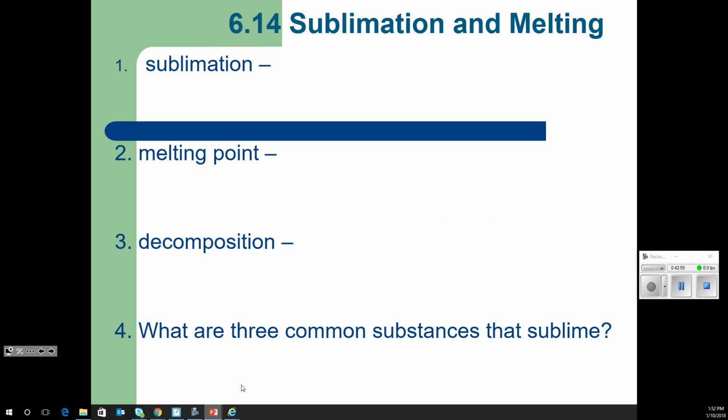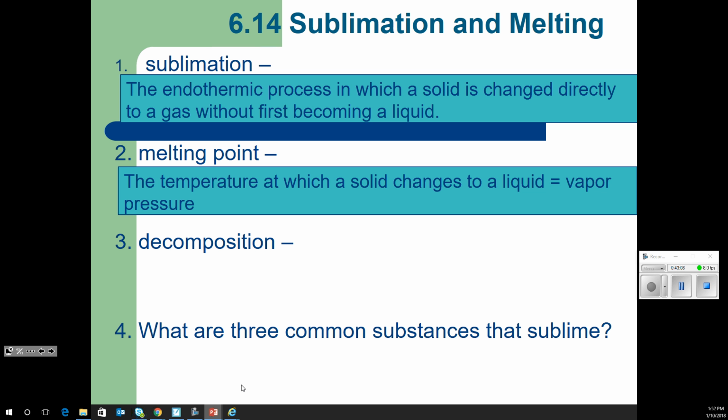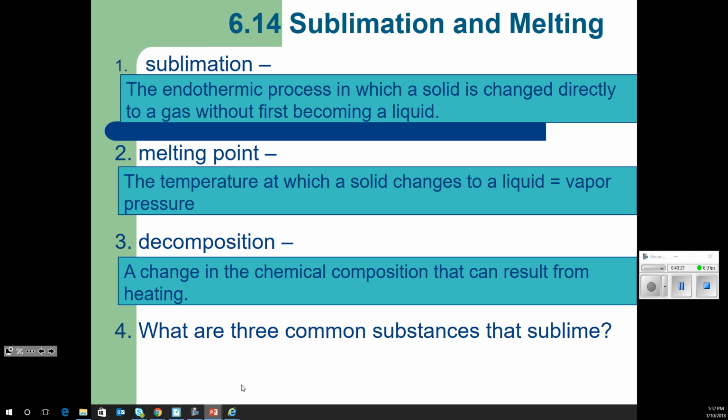Okay, so let's go on to the next part where we have a few more definitions to do. Sublimation, this is a new word. Sublimation, remember, it's an endothermic process when I change a solid to a gas, like dry ice. Melting point is where we change from a solid to a liquid, and it says equal to the vapor pressure. So that's just the pressure at which we change from a gas to our solid to a liquid.